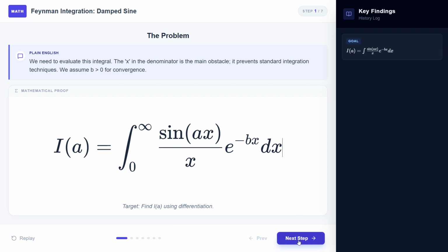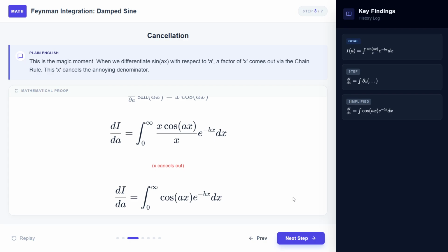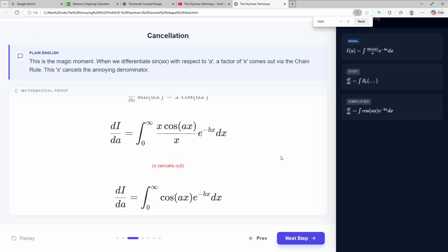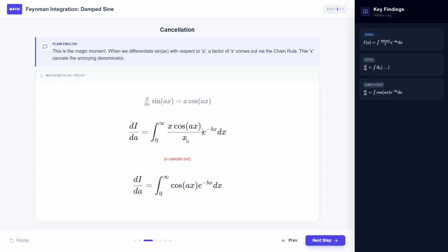All right, so the first step is we are going to take the derivative of our function with respect to a directly using the Leibniz rule for differentiation under the integral sign, which allows us to pass this derivative inside the integral as a partial. So evaluating that partial, the partial with respect to a of sine ax is just x cosine ax. So that's what we get. There's our partial, and you'll notice the x's cancel out. So we are left with just this.